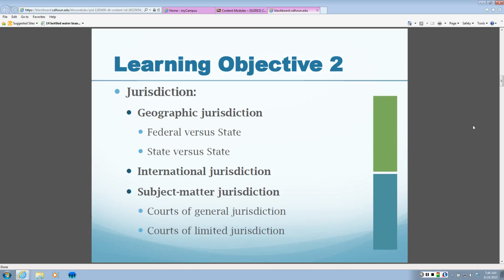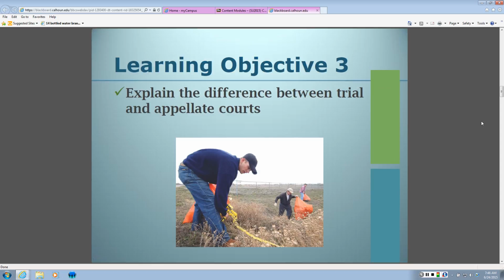So with that being said, just try to understand that depending upon the type of case and where it is committed will determine the jurisdiction of the court over that particular case. Your book does a pretty good job of describing that as well, and I just want to try to clear up that water a little bit. I also want to talk about the difference between trial courts and appellate courts.